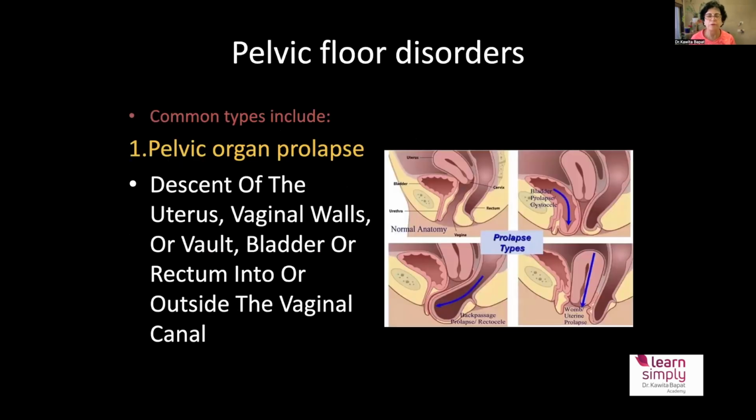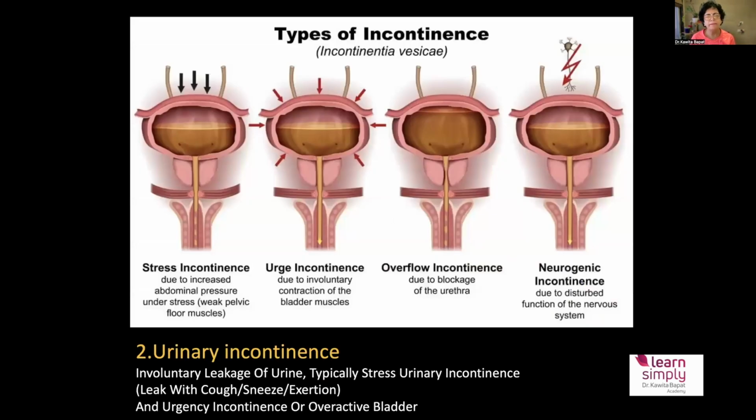Now, pelvic floor disorders, we divide into 5 types. Number 1 is pelvic organ prolapse, in which there is descent of the uterus, vaginal wall, vault, bladder, or rectum into or outside the vaginal canal. Then the second type is incontinence, this is urinary incontinence.